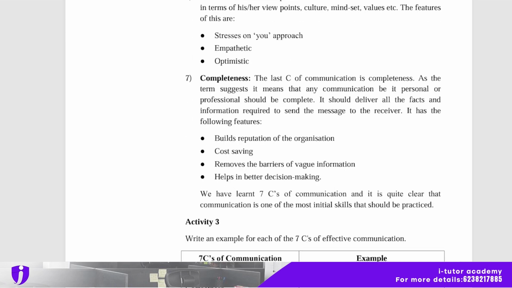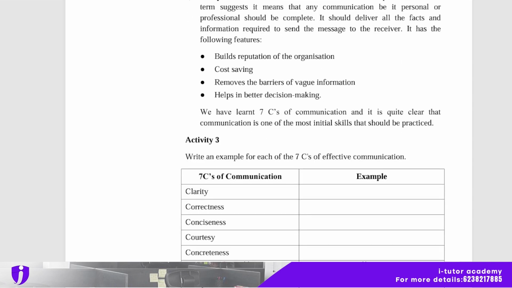And completeness, the last C of communication, is completeness. As the term suggests, it means that any communication, be it personal or professional, should be complete. It should deliver all the facts and information required to send the message to the receiver. It has the following features. First one is builds reputation of the organization, cost saving, removes the barriers of vague information, helps in better decision making.